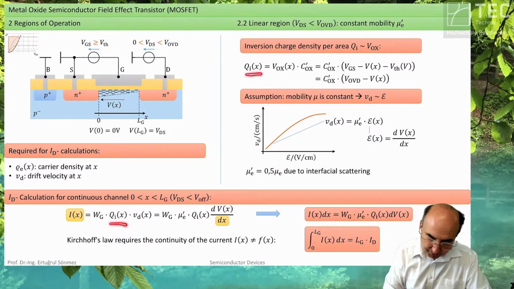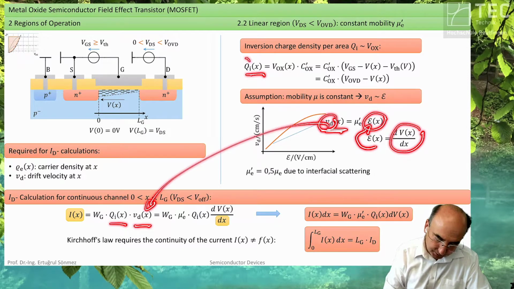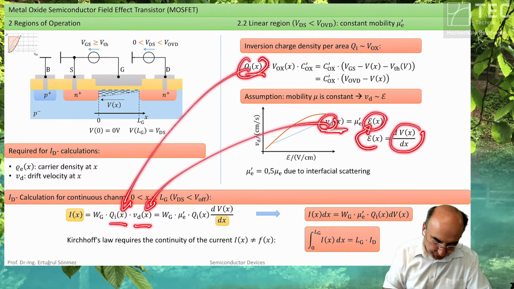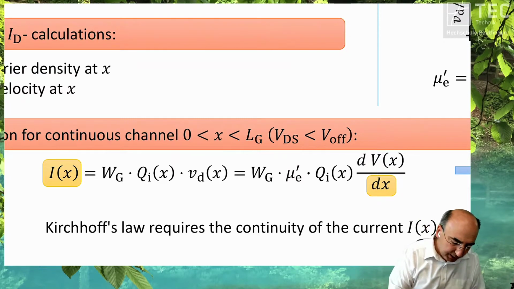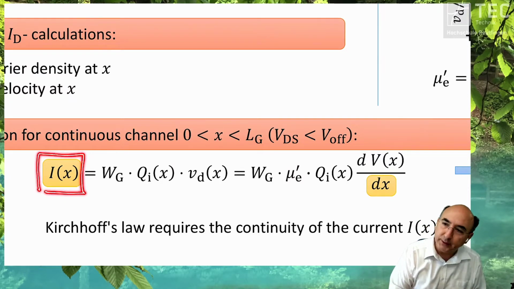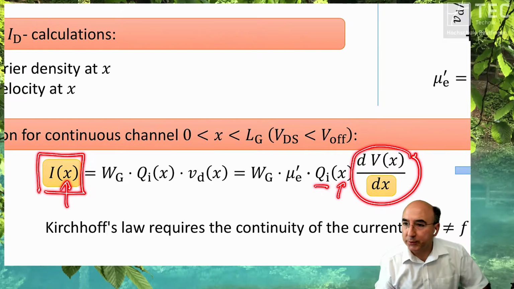Now we put in these equations we have acquired up to now. The charge we have here. The velocity we have here. And the electric field we have here. And we put in the electrical field, the velocity here in, the charge here in, and we get this equation. What do we see? We see that the electrical current is location dependent, and the location is in the charge and in this location dependent voltage.